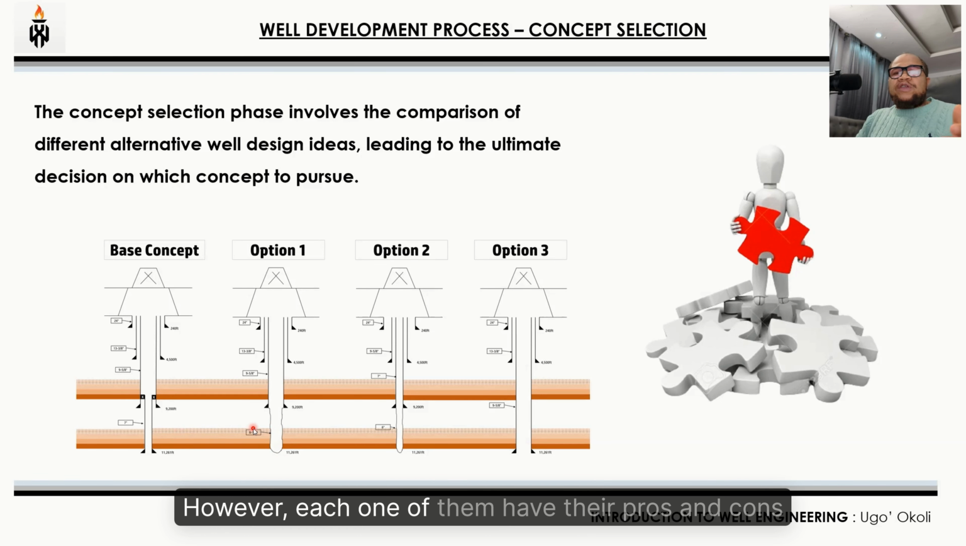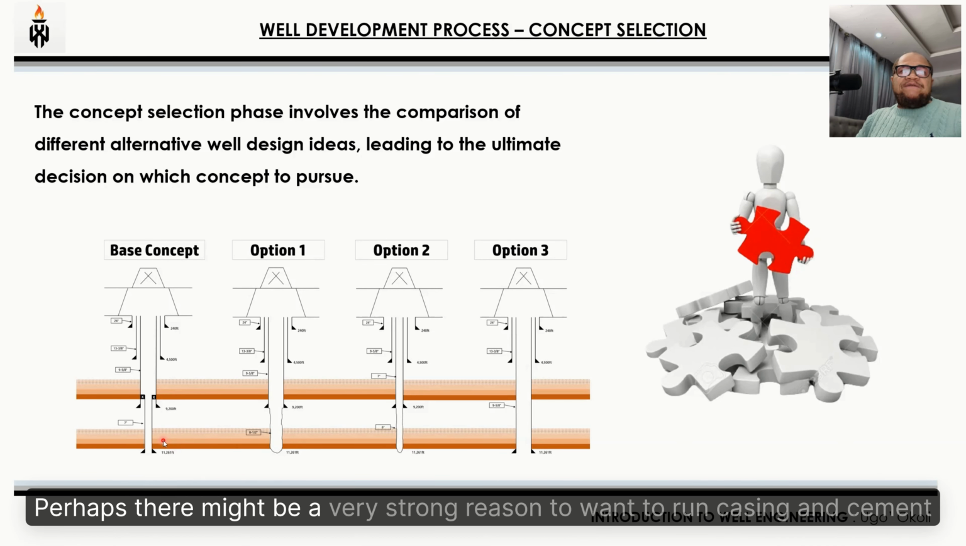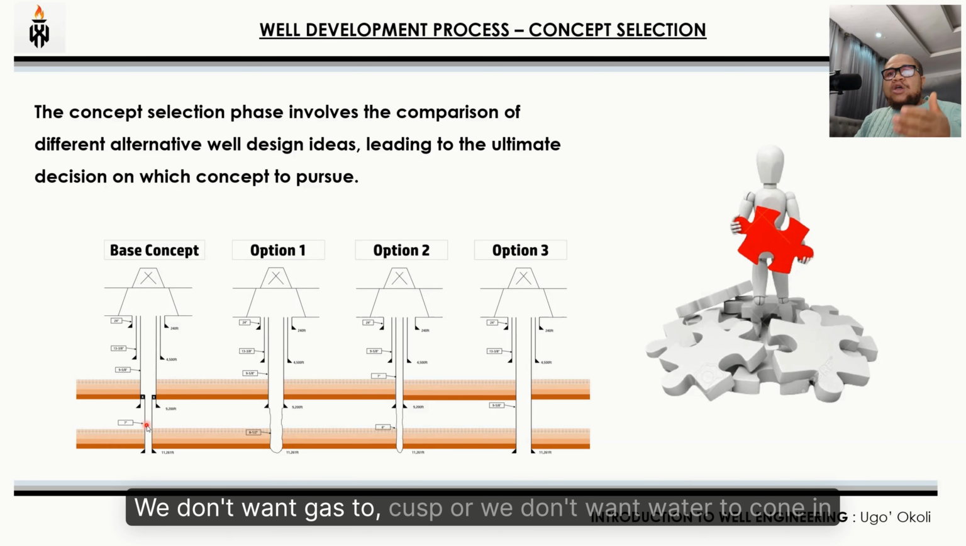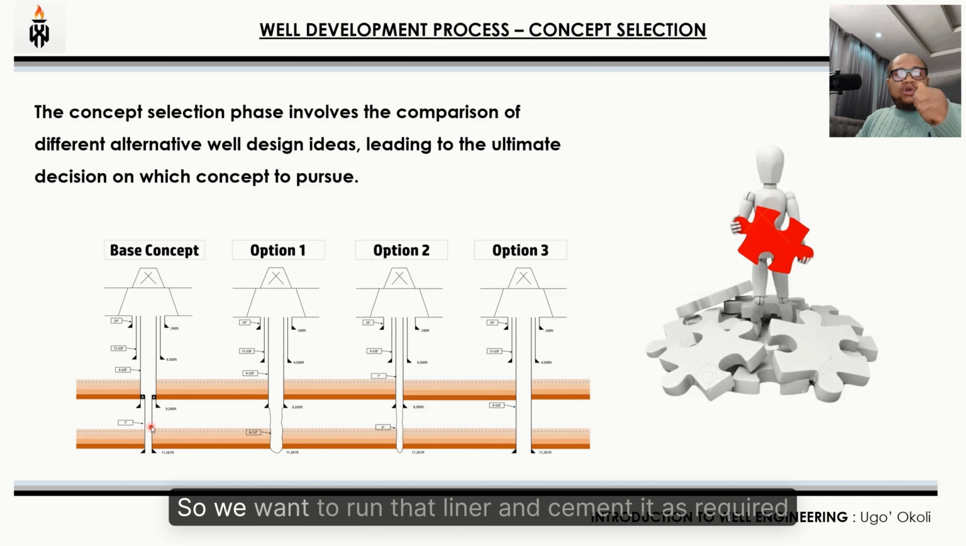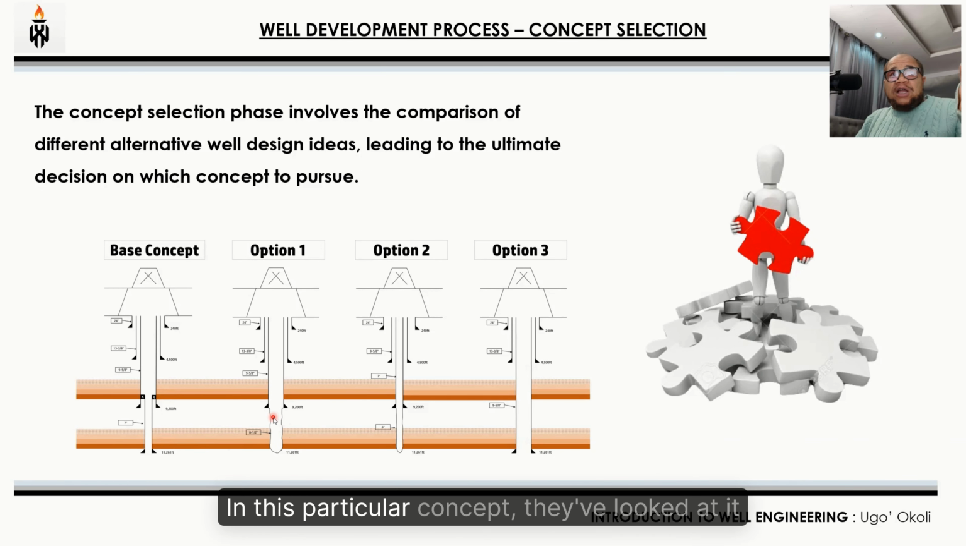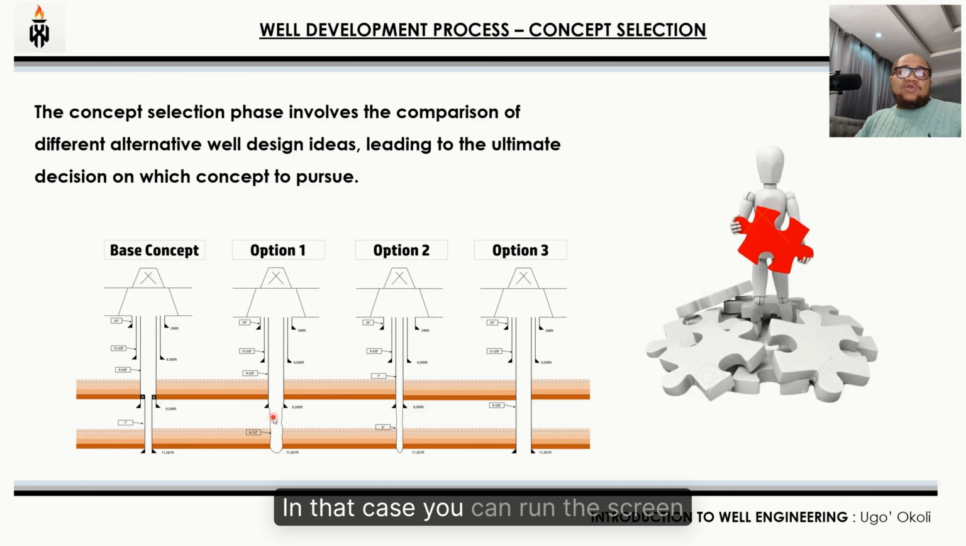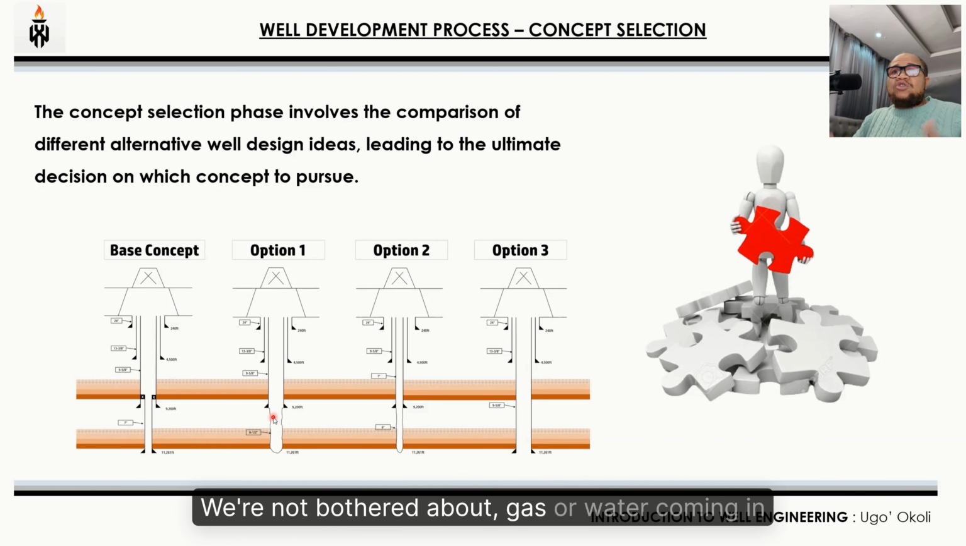However, each one of them has its pros and cons. Perhaps there might be a very strong reason to want to run casing and cement, perhaps for hydraulic isolation. Maybe we want to separate gas and water. We don't want gas cusping, or we don't want water coning. So we want to run that liner and cement it as required. In this particular concept, perhaps they've looked at it and there is no reason for us to want to do that. So we can get away with screens. Maybe looking at the reservoir, it's oil from top to bottom. In that case, you can run the screen. We're not bothered about gas or water coming in.